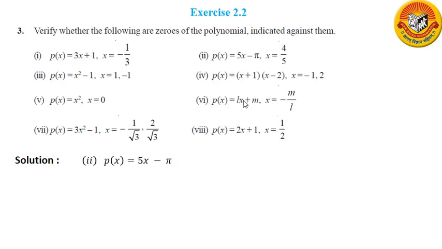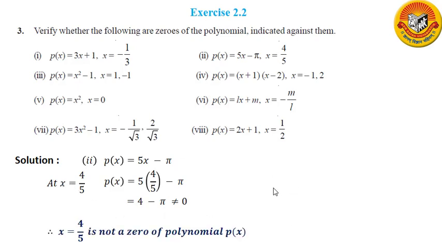I will take some problems, like say the second question. p(x) is 5x minus pi at x is equal to 4/5, right? So what we do at x is equal to 4/5, we replace this x with 4/5. We will get 5 into 4/5 minus pi. 5 cancels, it is 4 minus pi. This is not 0. So this 4/5 is not the 0 of this polynomial. So x is equal to 4/5 is not a 0 of the polynomial p(x).